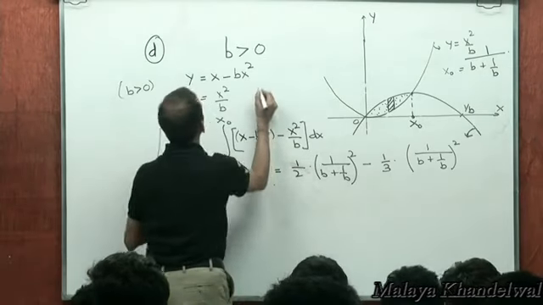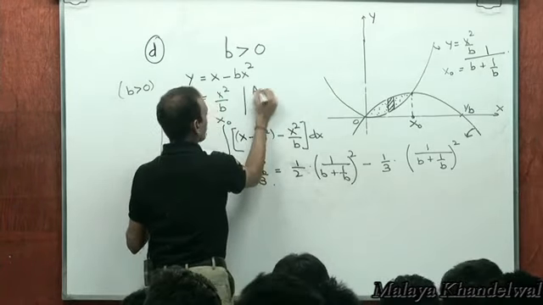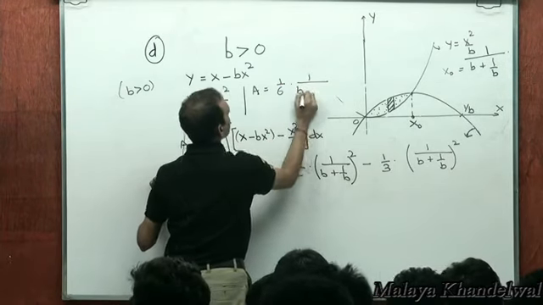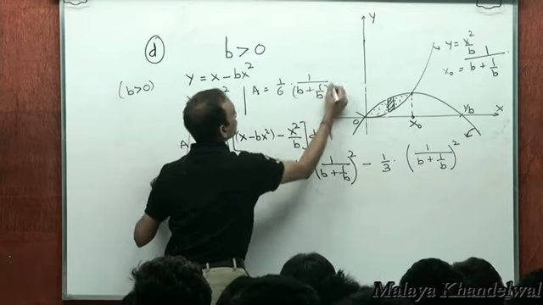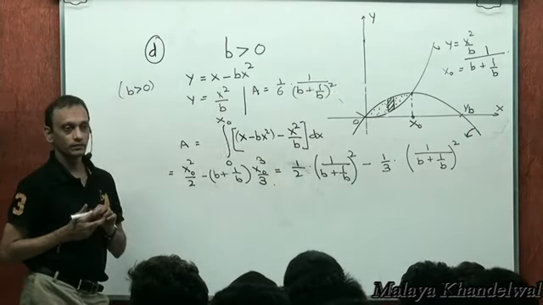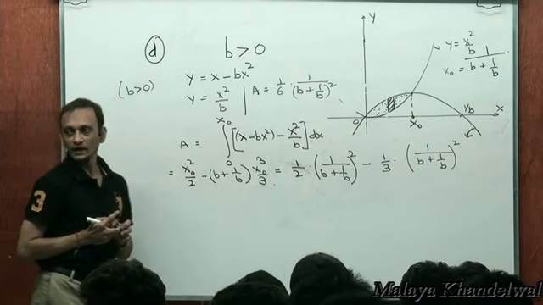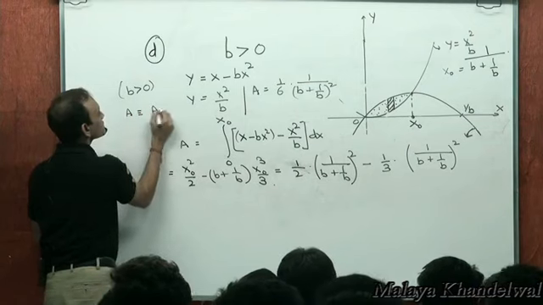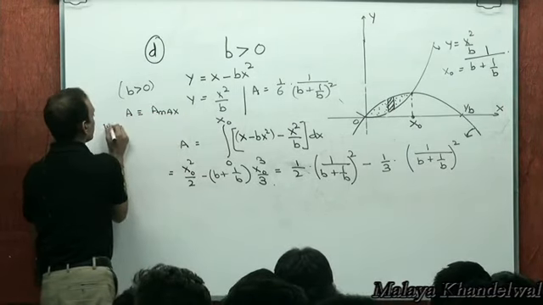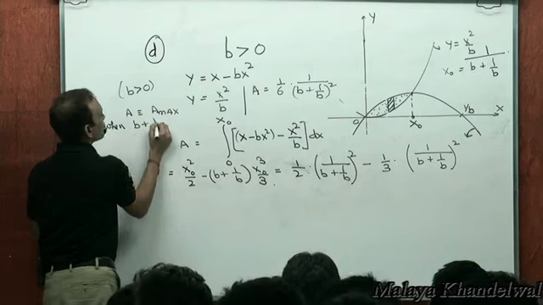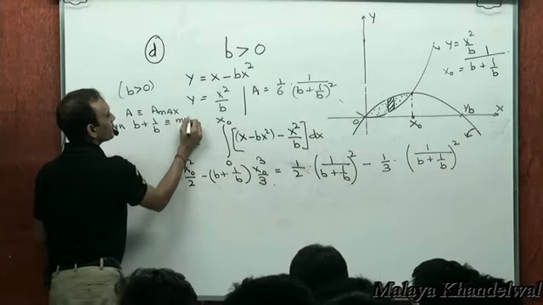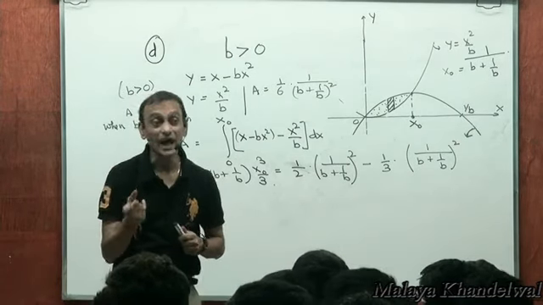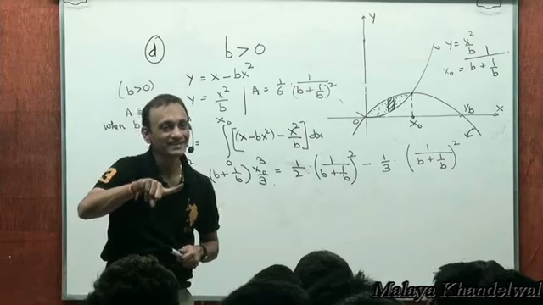Which would be 1/6 of 1 by b plus 1 by b whole square. That would be the required area. Clear? Now A will be A max when b plus 1 by b is minimum. And what's the minimum value of b plus 1 by b? 2. And that happens at b equal to 1, isn't it?